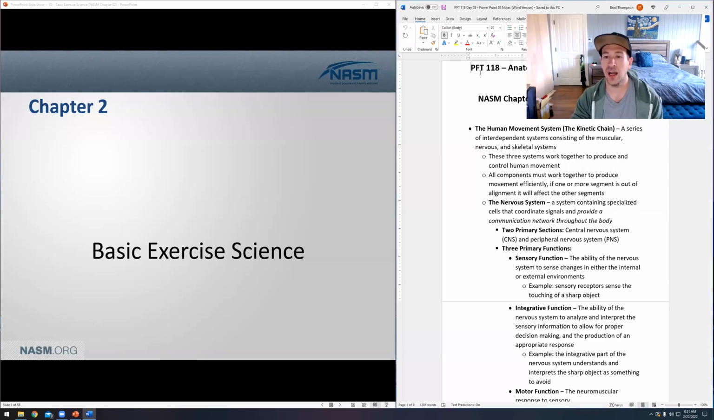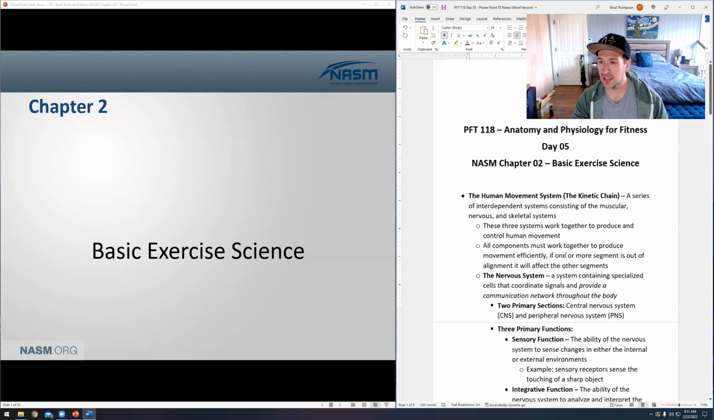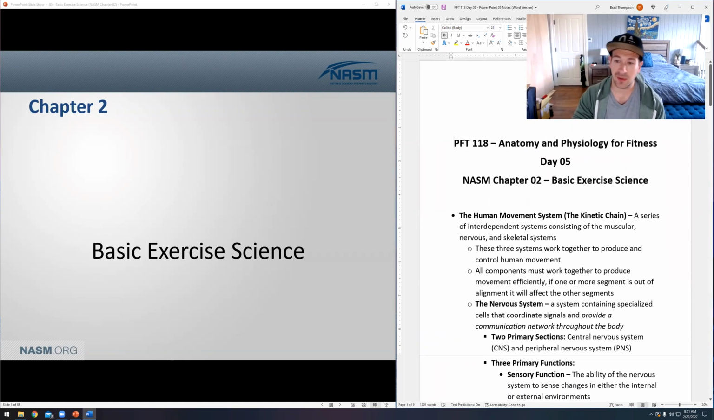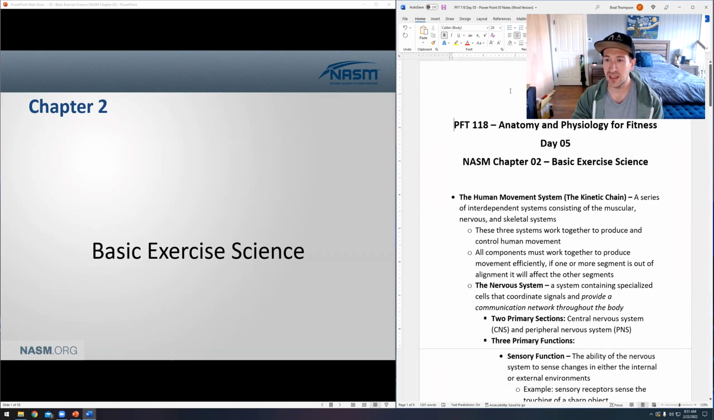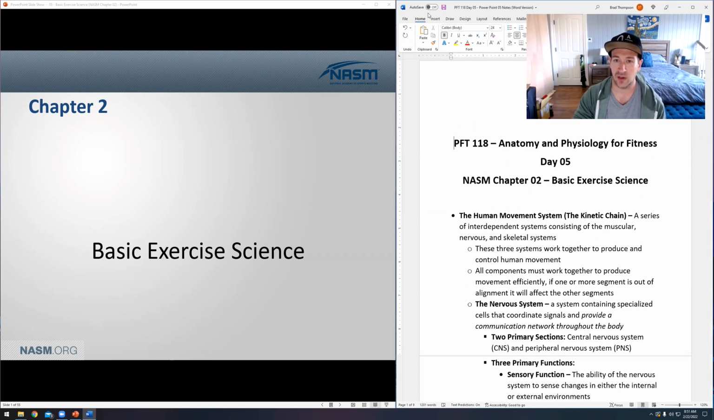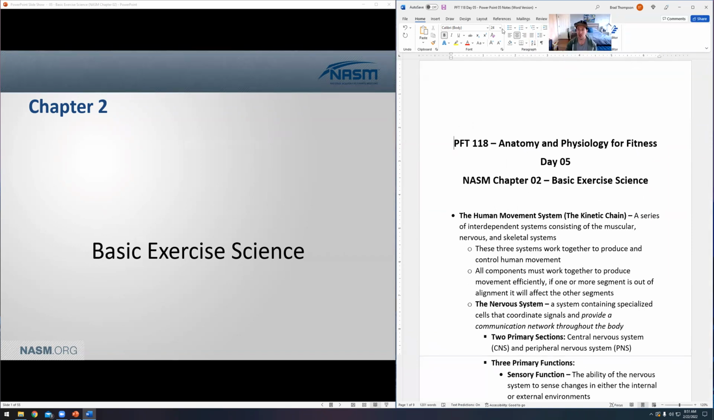All right, so looking at today's notes, like I said, we are going to be in our NASM today, which is exciting. It is where we're going to take their approach to the kinetic chain. So it'll be a little bit less detailed, but you'll notice that one of the things NASM puts a lot of emphasis on as they go through this chapter is the fact that all three of these systems are very interconnected. So they really put a lot there.